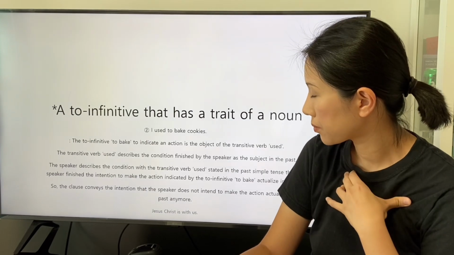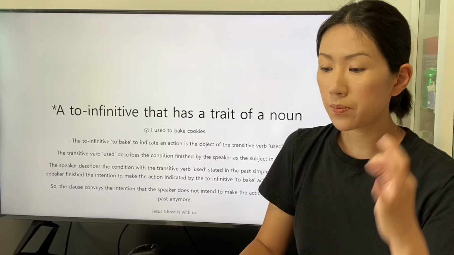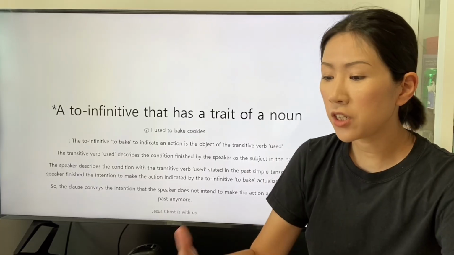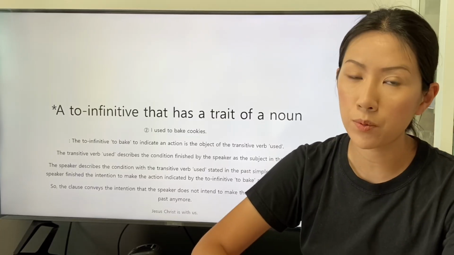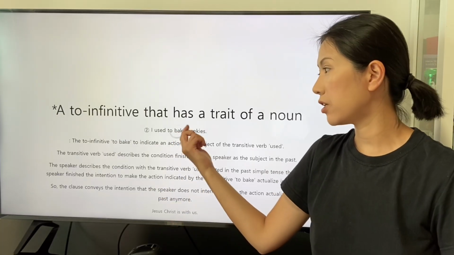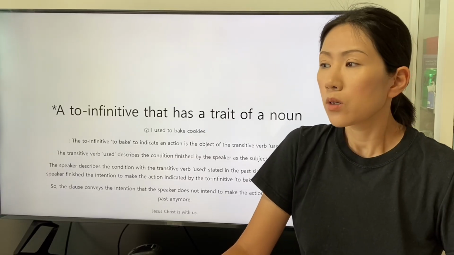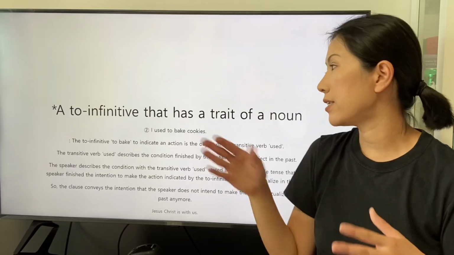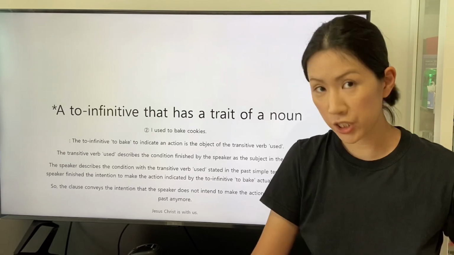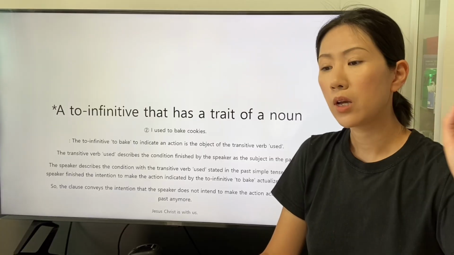So the speaker as the subject cannot actualize the definition of the transitive verb use to actualize the action indicated by the root infinitive bake at the present. So we can understand that this clause conveys the habitual condition of the speaker as the subject in the past.